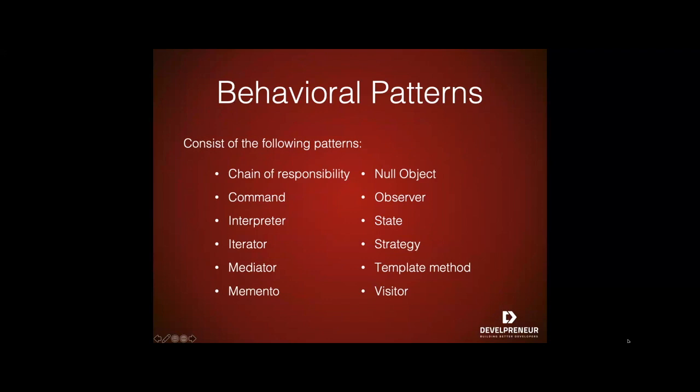Interpreter patterns provide a way to evaluate language, grammar, or expression. The iterator pattern provides a way to access the elements of an aggregate object sequentially without exposing its underlying representation. The mediator pattern defines an object that encapsulates how a set of objects interact. Memento pattern offers a solution to implement undoable actions.